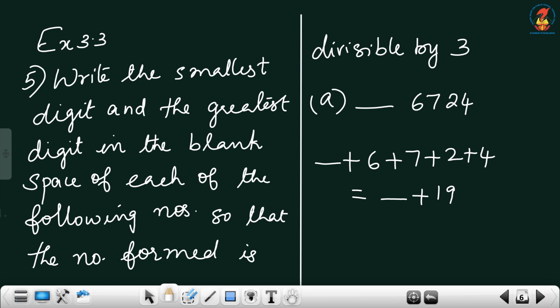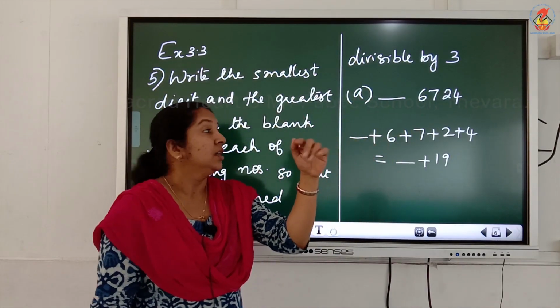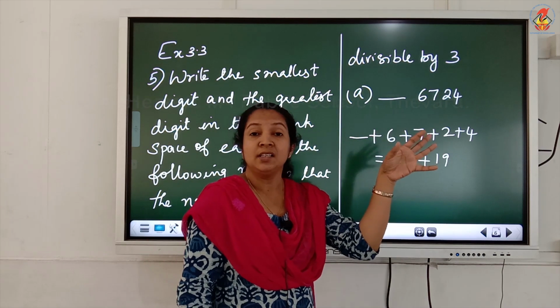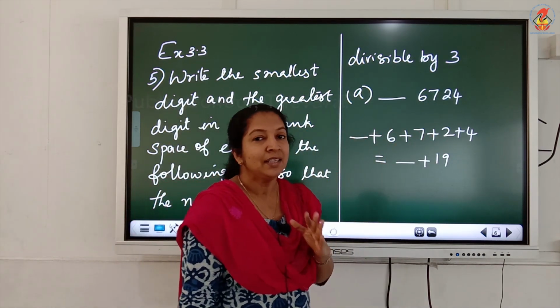Next, exercise 3.3, fifth question. Write the smallest digit and the greatest digit in the blank space of each of the following numbers so that the number formed is divisible by 3. You have to write the smallest digit and the greatest digit in such a way that the number is divisible by 3.